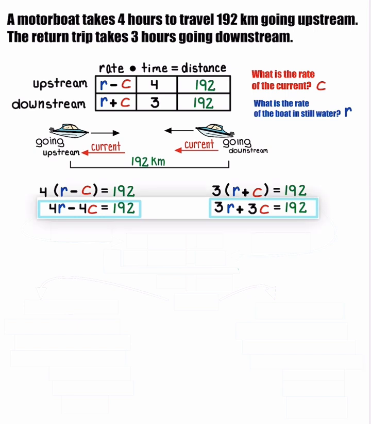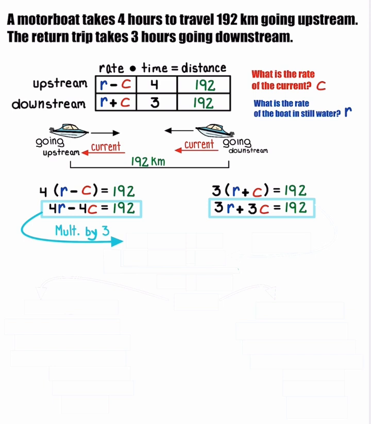I'm going to eliminate the variable C, and to do this, I'm going to need to make the negative 4C in the left equation a negative 12C, and the positive 3C in the right equation positive 12C. To make the negative 4C on the left a negative 12C, I'll need to multiply by 3. What I do to one side of the equal sign, I do to the other.